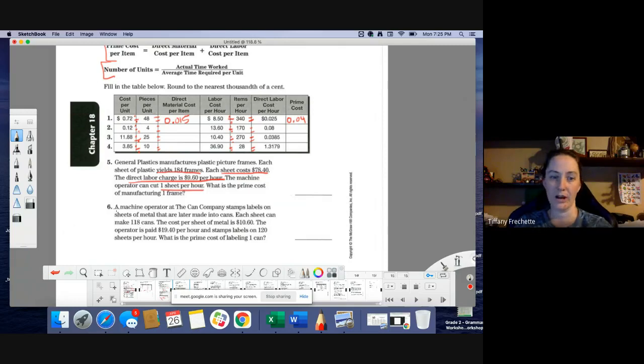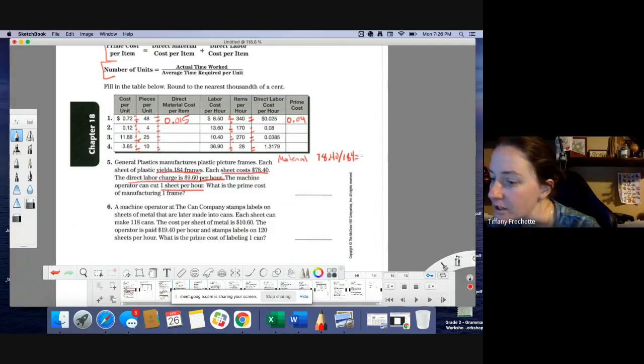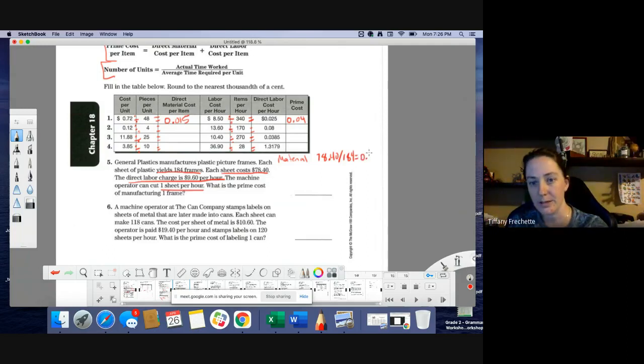All right, what is the prime cost of manufacturing? First I need to know materials. I'm not writing direct material cost per item, but just referencing material here. I know how many I have, and how much it costs per sheet. Remember, we have to do cost divided by number of pieces. I have 78.40, and I'm going to divide that by 184. It's going to tell me how much it costs per frame, which I'm just writing from my notes.